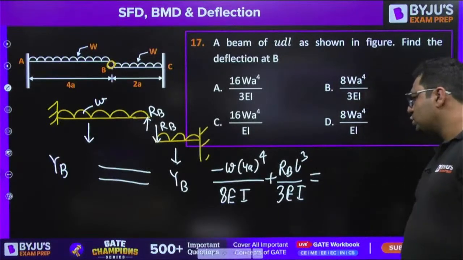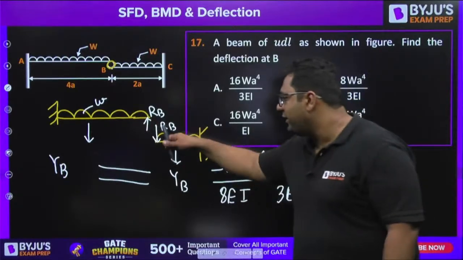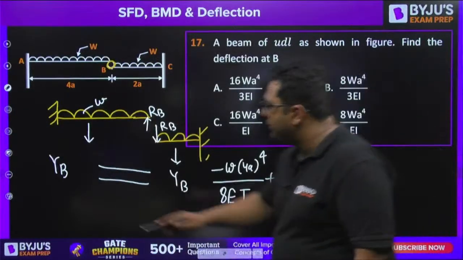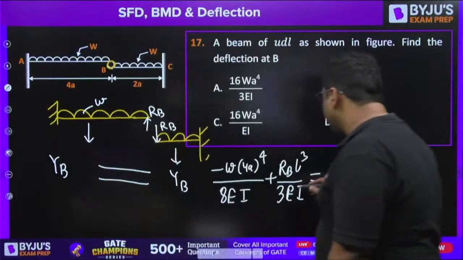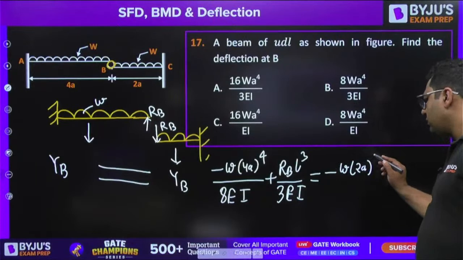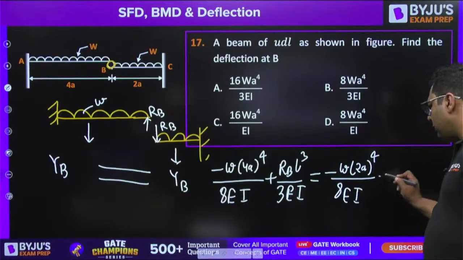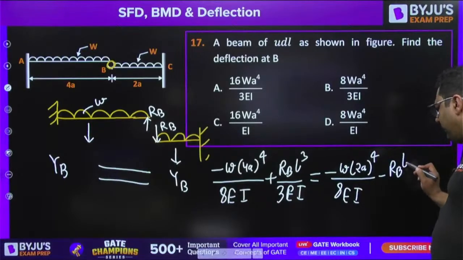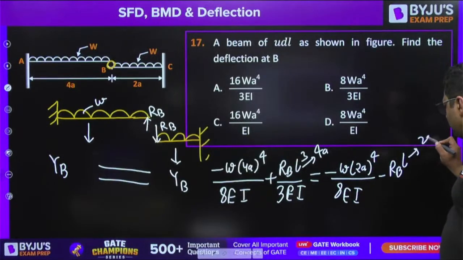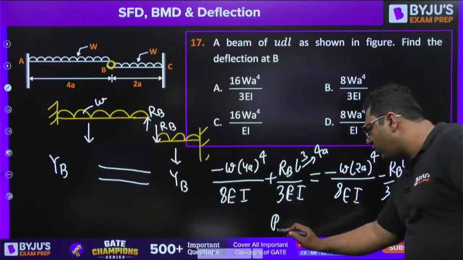Then it is equal to, this time it is going down only, so I will put a negative sign. You will write minus W into (2a)^4 upon 8EI, minus RB, where this L is also 4a and this L is 2a, L cube upon 3EI. You will get the value of RB.